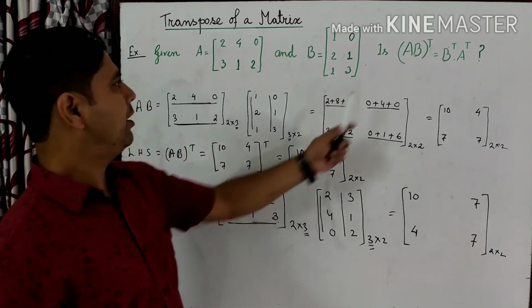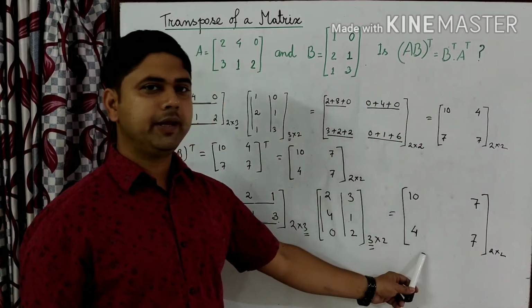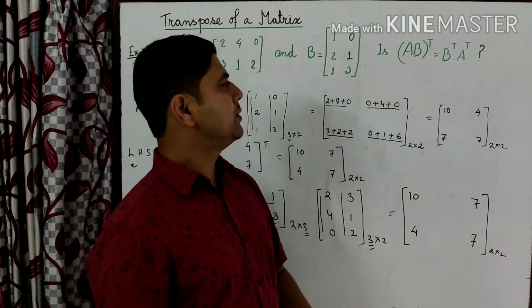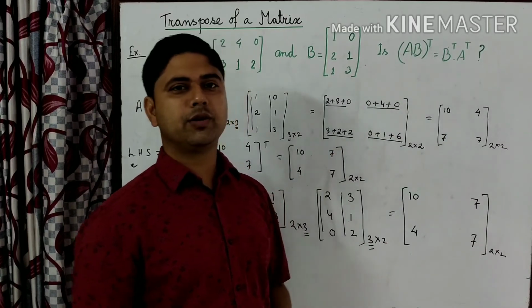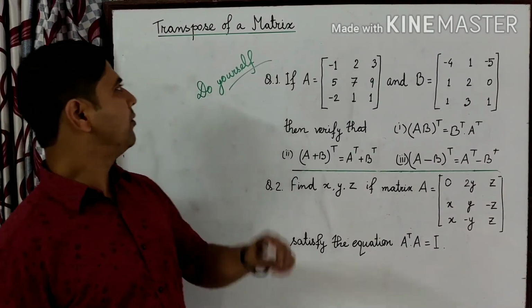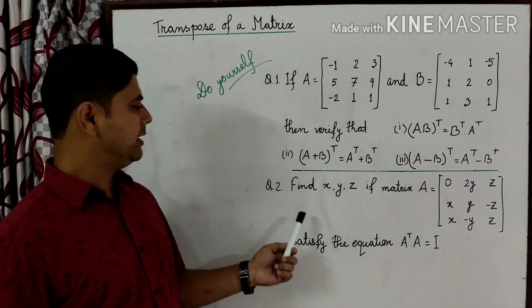Now from this part, the left hand side value is equal to this matrix, and the right hand side of this part is equal to what? This matrix. Both are what? Equal. Hence the given AB whole transpose is equal to what? B transpose into what? A transpose. With the help of the concept of what? Transpose of a matrix, you can find these two questions.